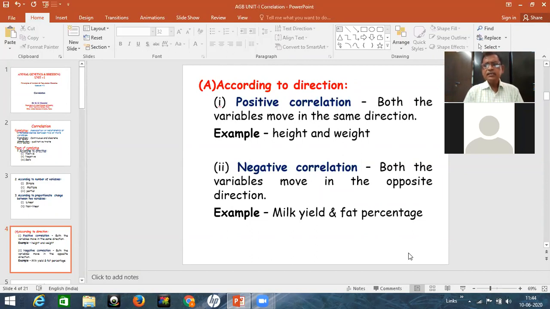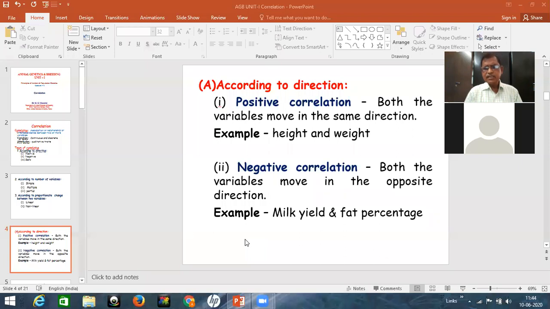And on the other hand, if both the variables move in the opposite direction, it means that if one variable increases, then consequently the other variable decreases. Then the relationship between these two variables is negative in nature, and we say these are negatively correlated, and the correlation is called negative correlation.